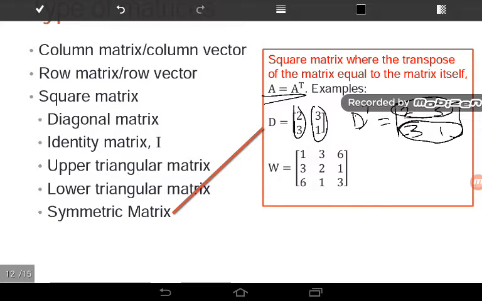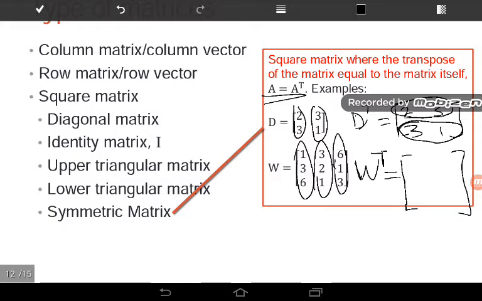Matrix W, another example. W transpose is equal to the same, column becomes row. So 1 3 6, 3 2 1, and 6 1 3. So it is the same as the original. So this one is a symmetric matrix.